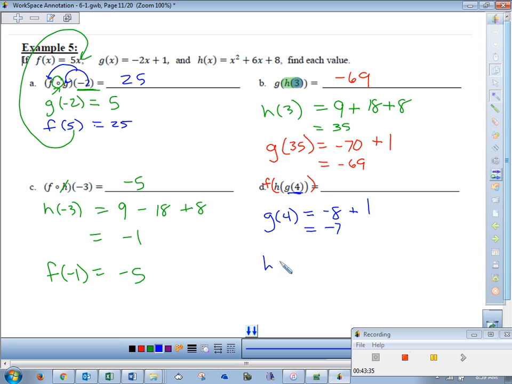Now take negative 7 and put it in for the h function. Did you get 15 back when you do that? Is that right? 49 minus 42 plus 8, 15. Now 15 has to go into the f function. So you just keep working until you're out of functions. 5 times 15 would be 50, 20, 75. Is that right?